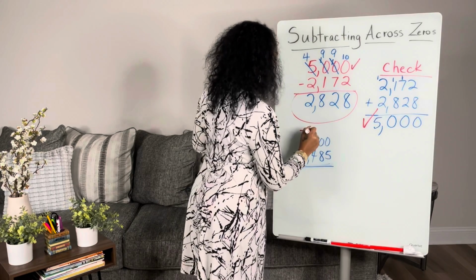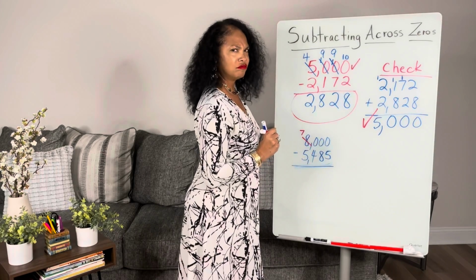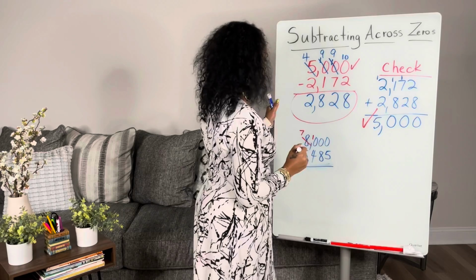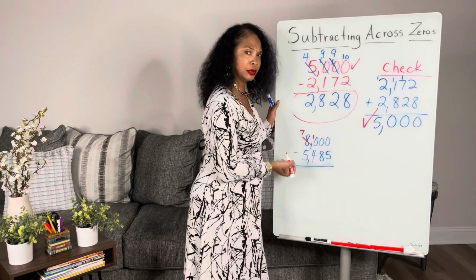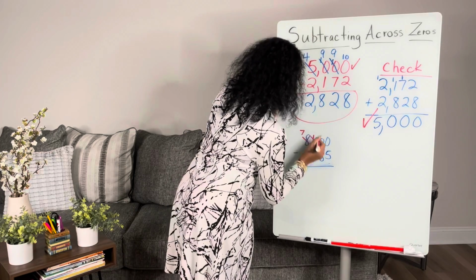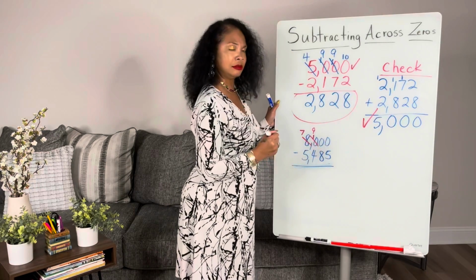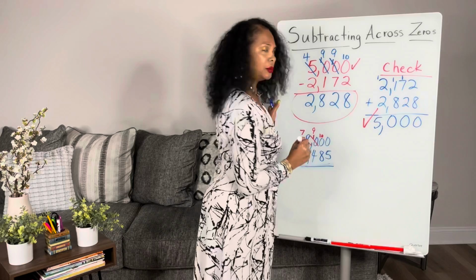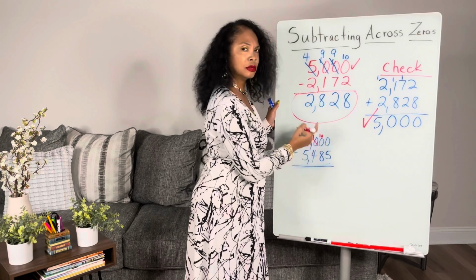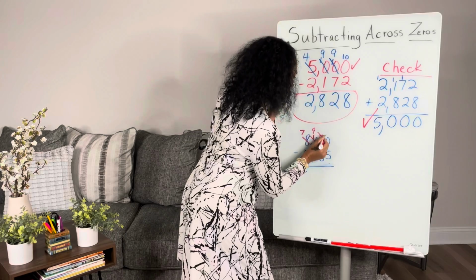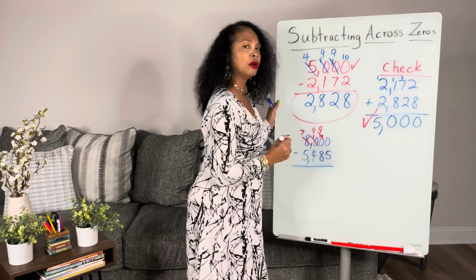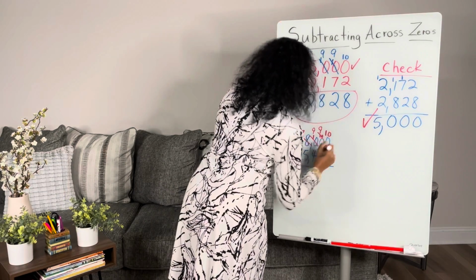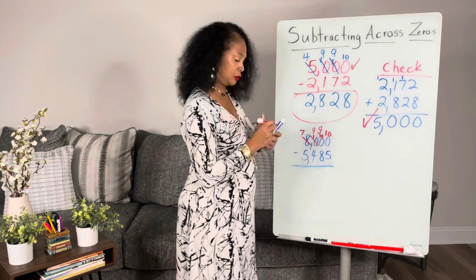So this is 10 now. But guess what? This 0 needs to borrow from this 10. So the 10 is a 9. And now, in the tens place, we have a 10. But this 0 needs to borrow from here. That's crossed out. We're going to borrow 10 from you. That becomes a 9. And now we have 10. So now we can subtract.